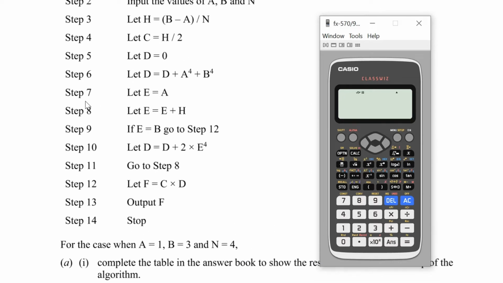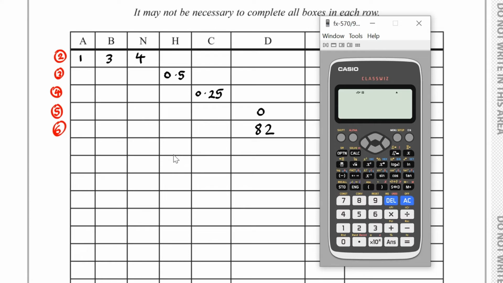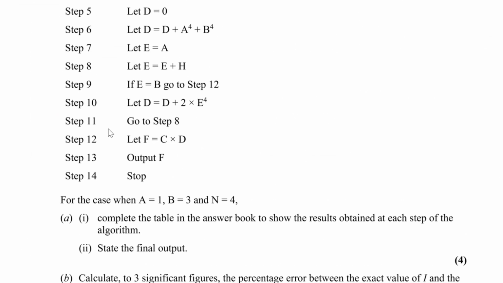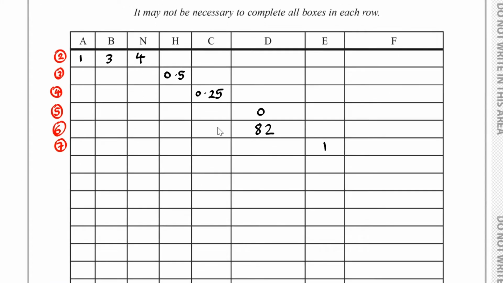Now step 7, we have to let e equal a. So for step 7 we have to let e equal a. So a currently is 1, so therefore e equals a. E is 1. And now for step 8 we have to let e equal e plus h. So step number 8, we have to let e equal e plus h, so we have 1 plus 0.5, which is 1.5.